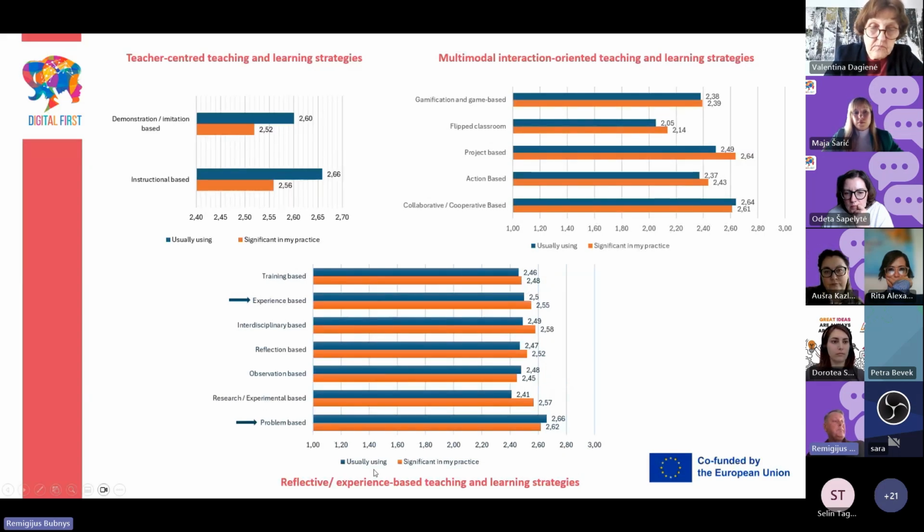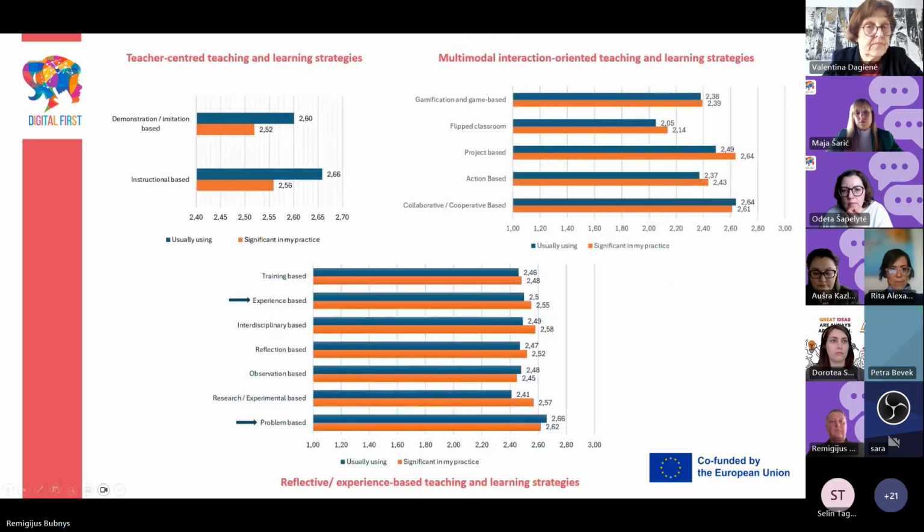In the group of reflective, experience-based teaching and learning strategies, problem-based and experience-based teaching and learning strategies are mostly applied. Problem-based and experience-based strategies focus on real-life situations, as you know, which is the key in informatics, where theory quickly turns into practical skills.